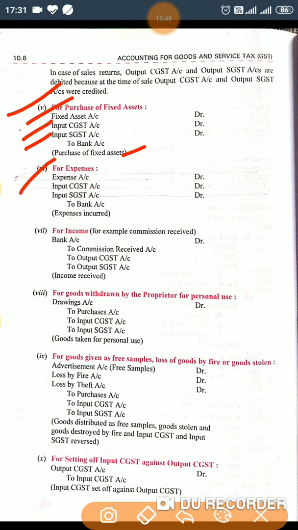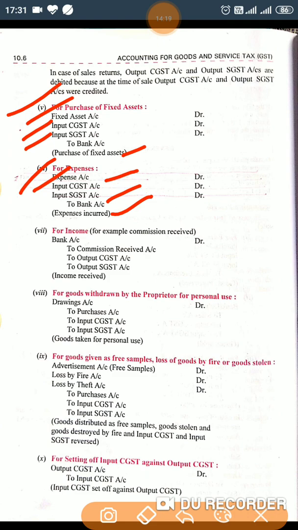For expenses account, increase in expenses should be debited. And at the same time, whatever the input GST you are making payment, because it is within the state, input CGST account will be debited, SGST account is debited. Why is it debited? Because it is an asset for the business and it is increasing in the business. That's why bank account is credited, because when you are making payment, bank balance is decreasing.